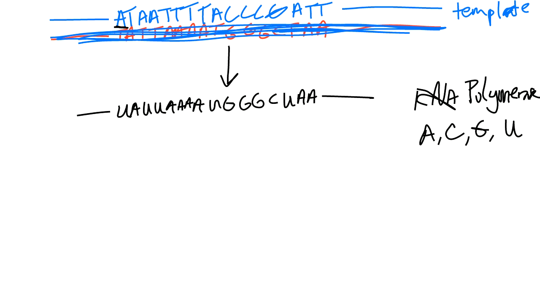And so one thing that has to happen is it gets a poly A tail added, okay? So lots of adenine nucleotides get added to the end. It also gets a guanine cap added to the opposite end. And then there are sections of the mRNA that get spliced out.